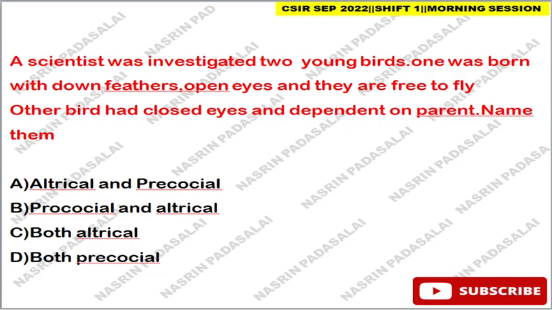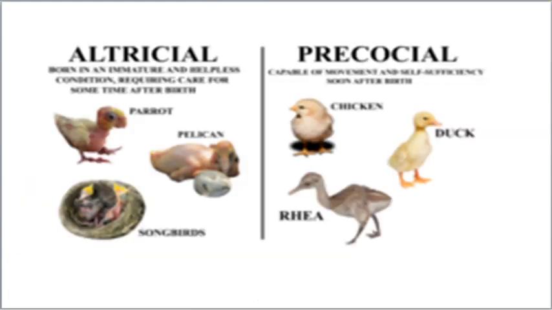Next, a scientist investigated two young birds. One was born with down feathers and open eyes, and is free to fly. The other bird has closed eyes and is dependent on its parent. Name them. There are two types, altricial and precocial. Parrot, pelican, and songbirds belong to altricial, and chick, duck, and rhea belong to precocial.